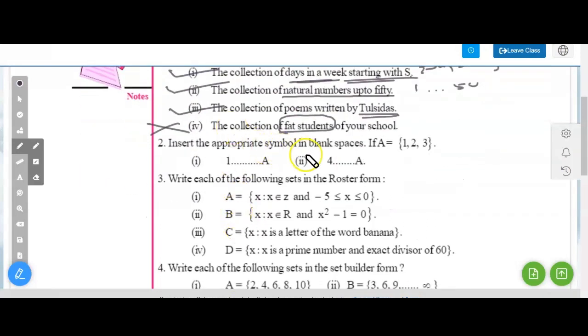Insert the appropriate symbol in the blank spaces. If A is equal to {1, 2, 3}, set A is having the elements 1, 2 and 3, so 1 belongs to A and 4 doesn't belong to A.